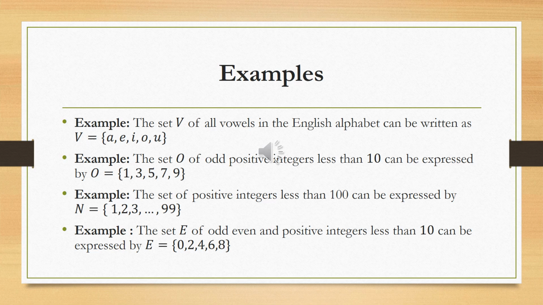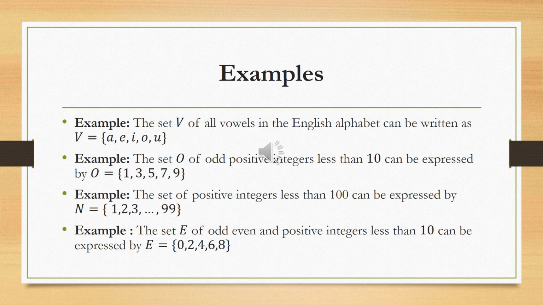Another set, the set of positive integers less than 100, can be expressed as follows. We call this set N, and then we say the set N consists of 1, 2, 3, dot dot dot, up to 99. So that means all the way to 99. These are all the positive integers less than 100.